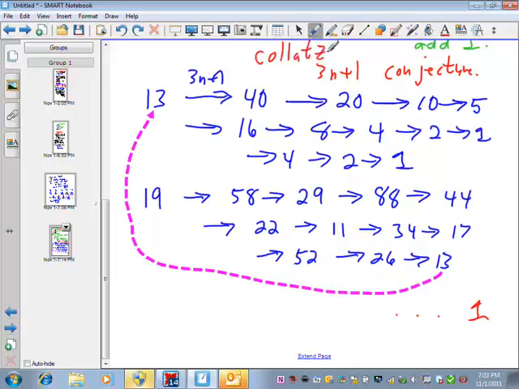Oh, what was the question again? No matter where you start, do you always end up at 1? You always end up at 1. So how would you go about proving it? Nobody knows. Is there a formula? Has anybody proven it? No. That's why the $1 million is still out there to be won.